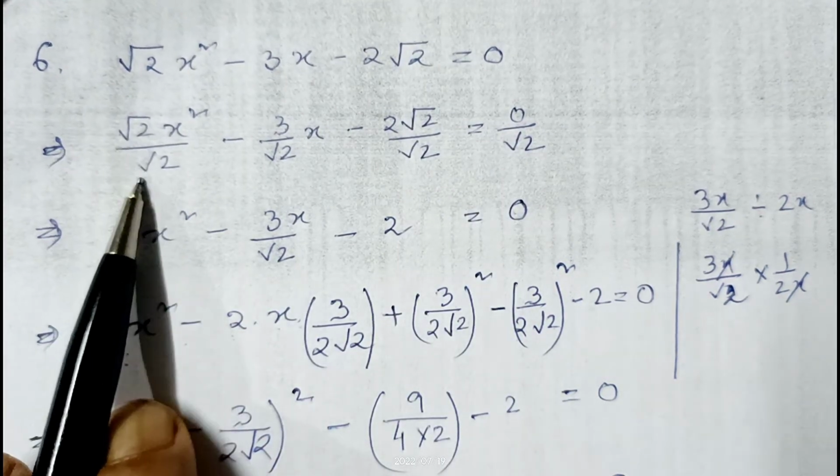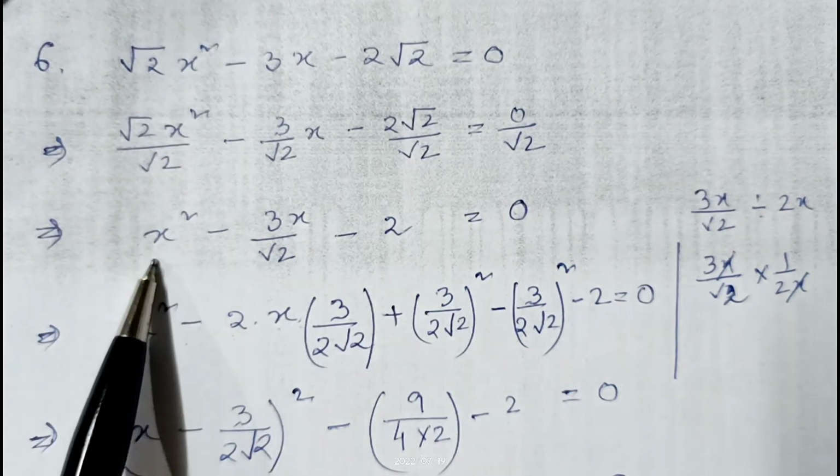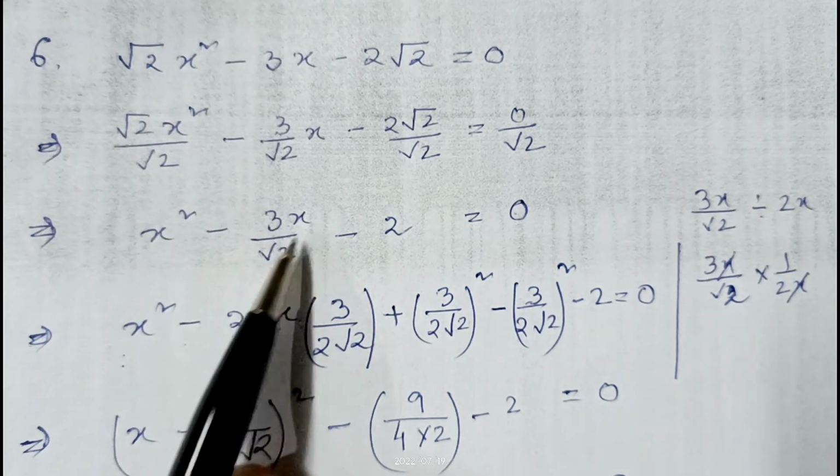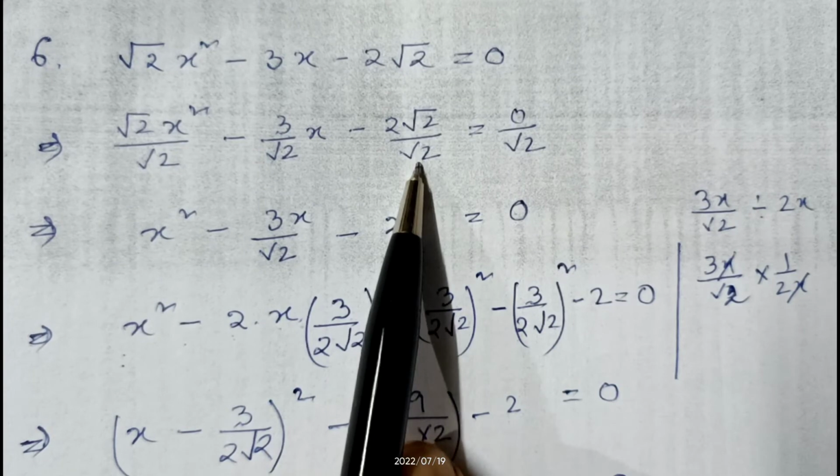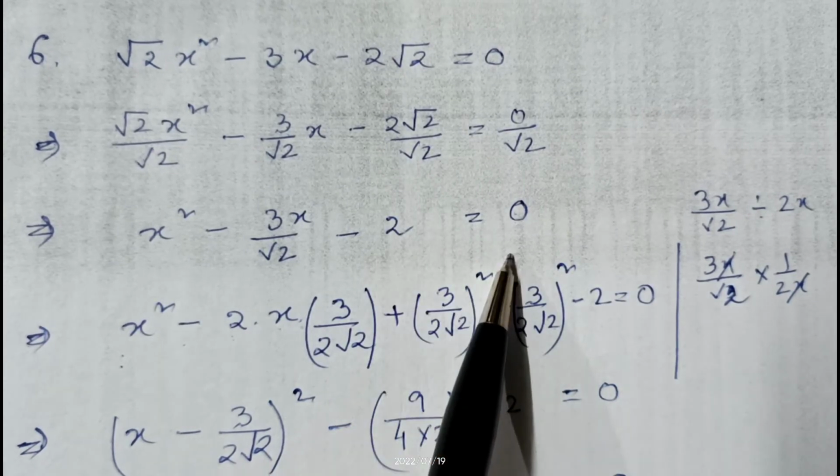Now this root 2 and this root 2 can be cancelled. So we are going to get x² − 3x/root 2, minus, this root 2 also can be cancelled, so it will be 2, equals 0.